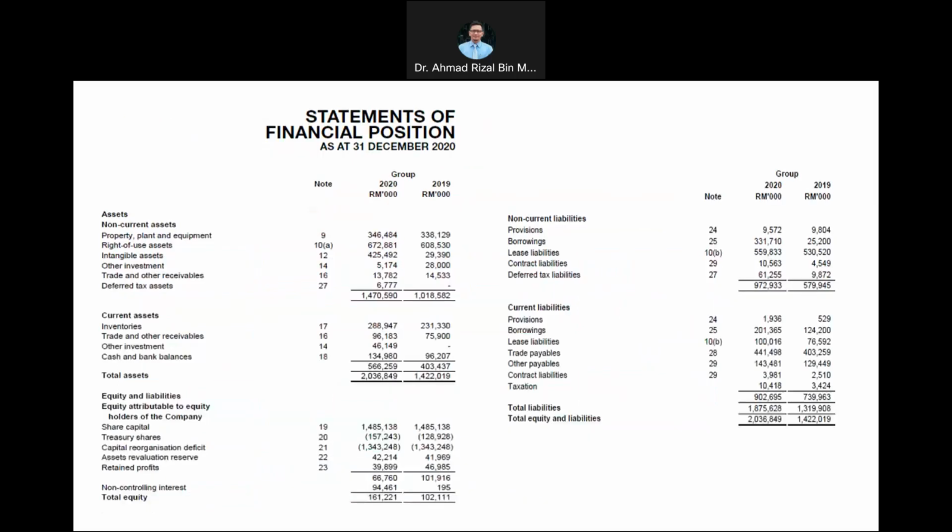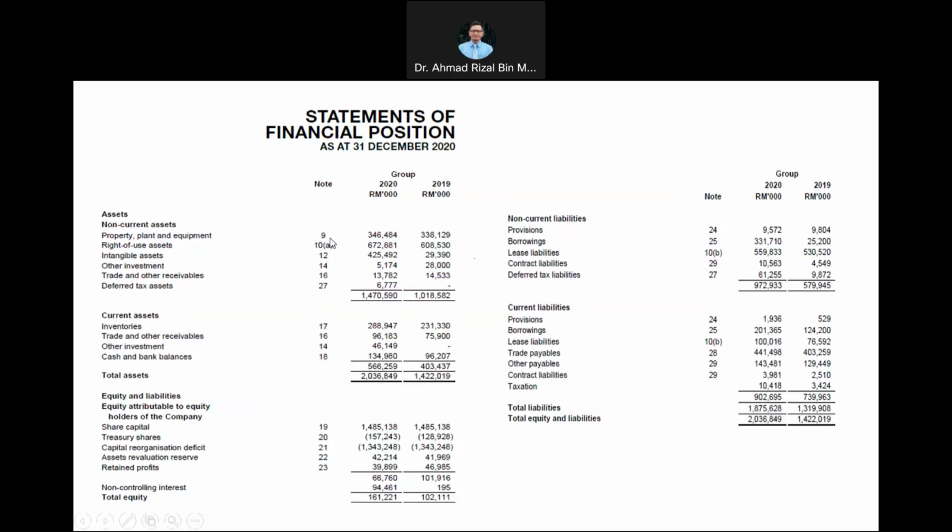So when we look at the balance sheet here, for example, you have this group, for both years. The group here shows the consolidated, meaning you take into account the subsidiaries as well. And this column here, you see note. The note here shows that the explanation, the details of each of the items, are explained in the note.